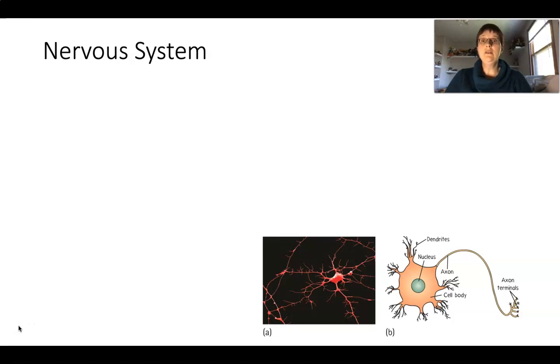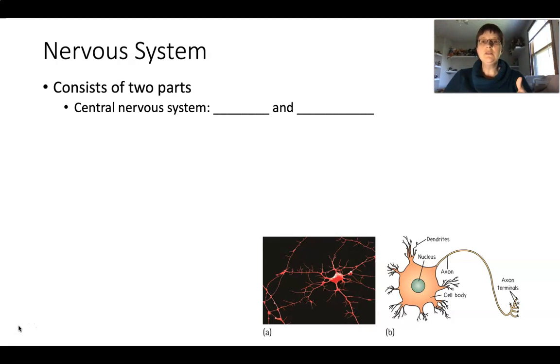Let's talk about the nervous system. So the nervous system is made up of a couple of different components. The central nervous system is going to be the brain and the spinal cord. So that's just going to be the central part, right? Central for brain and spinal cord.